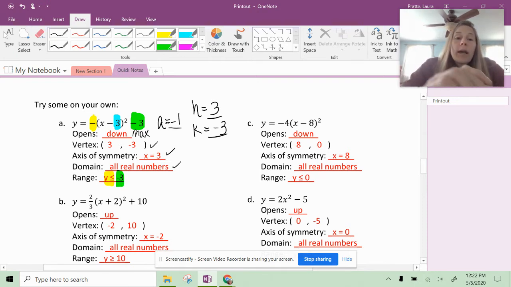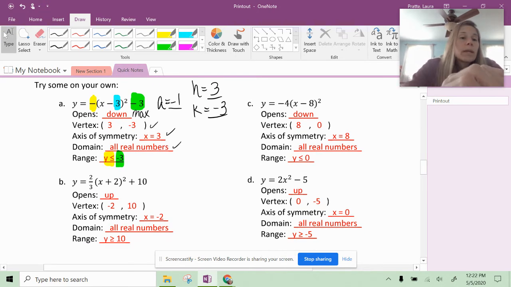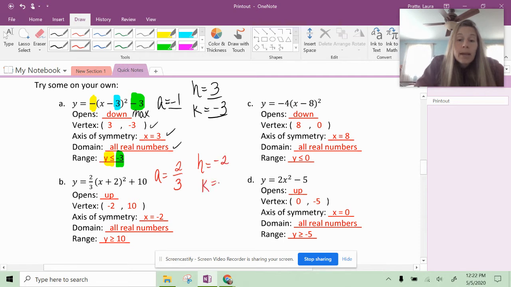All right, so let's take a look at example B right underneath. I'll go in order. So when I take a look at example B, my A value is positive 2/3. My H is negative 2, and my K is positive 10. So the A value was positive, which means the graph opens up. And whenever the graph opens up, that means it's going to have a minimum for a vertex.